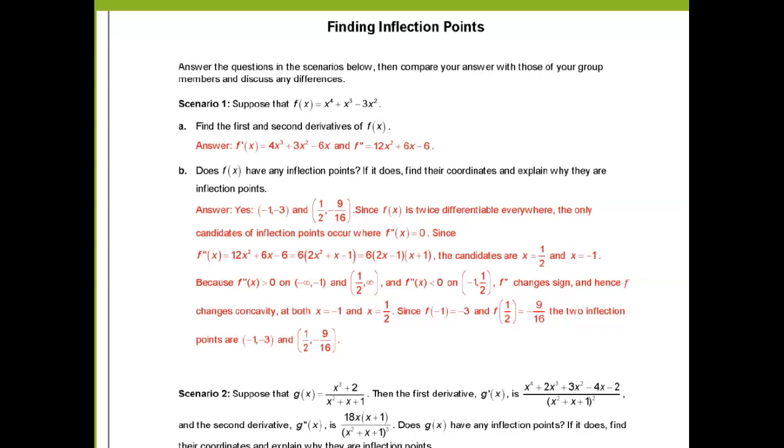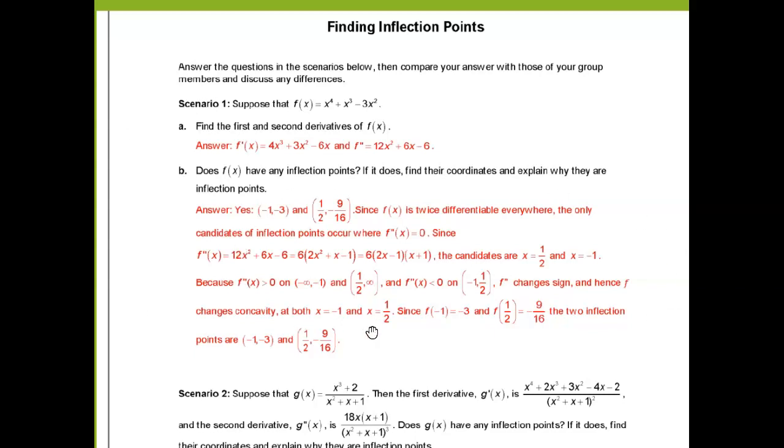And then do we have sign changes around -1 and 1/2? So that's where you're creating your sign chart. So to the left of -1 and to the right of -1 and then to the right of 1/2. And again, if you need to see sign charts for those, I have no problem working through them.